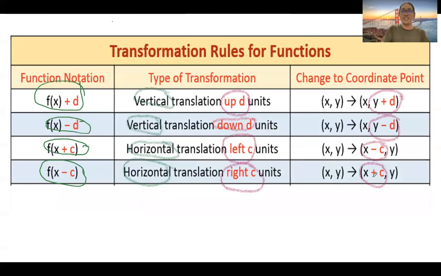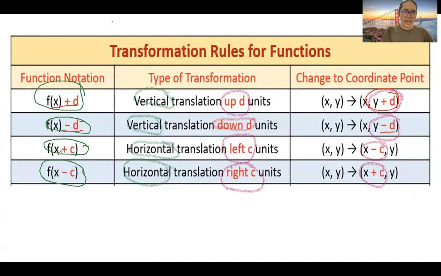So perhaps you can just have it. It's like redundant. Okay, I just want you to focus on this. If we have f of x plus d, then of course for your y, you'll just add d to your y. Okay, for f of x minus d, you will subtract d from your y.